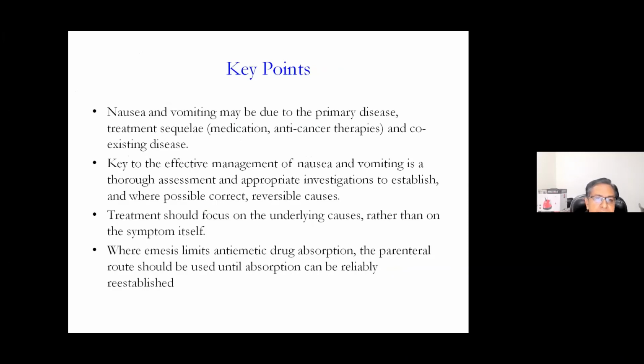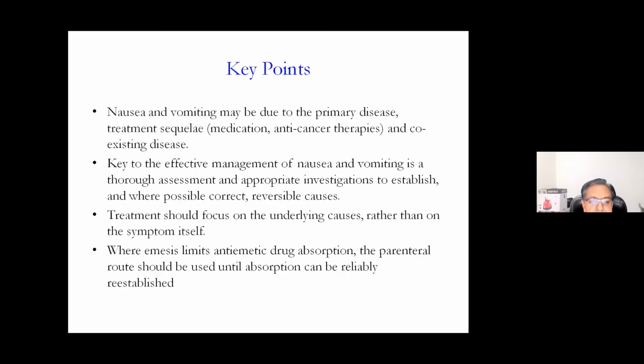So to summarize, nausea and vomiting may be due to the primary disease, the treatment sequelae, or a coexisting disease. And the key to effective management of nausea and vomiting is proper assessment and identifying the underlying differential diagnosis to look for a reversible cause and manage it, and simultaneously adding on antiemetic agents so that the patient gets good control of nausea and vomiting.